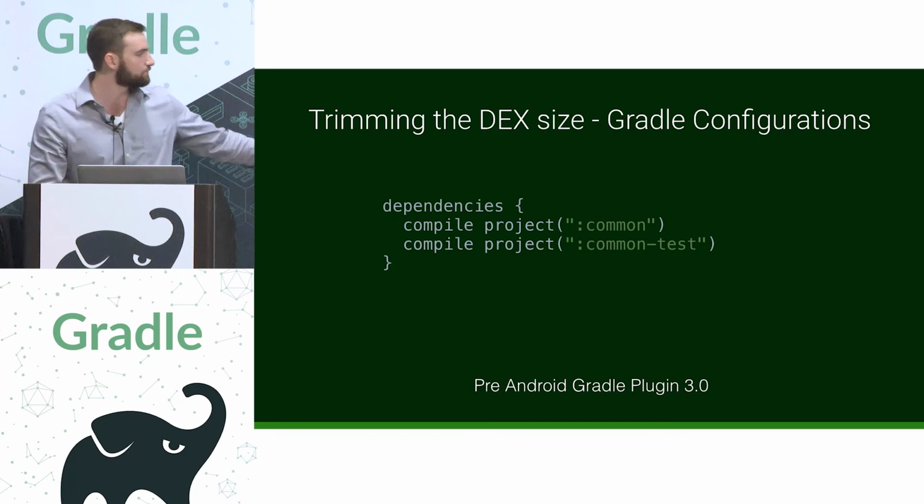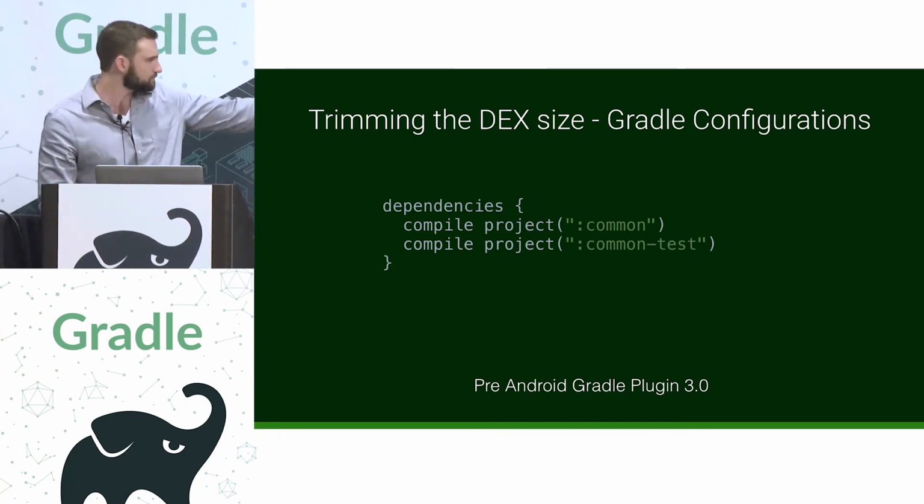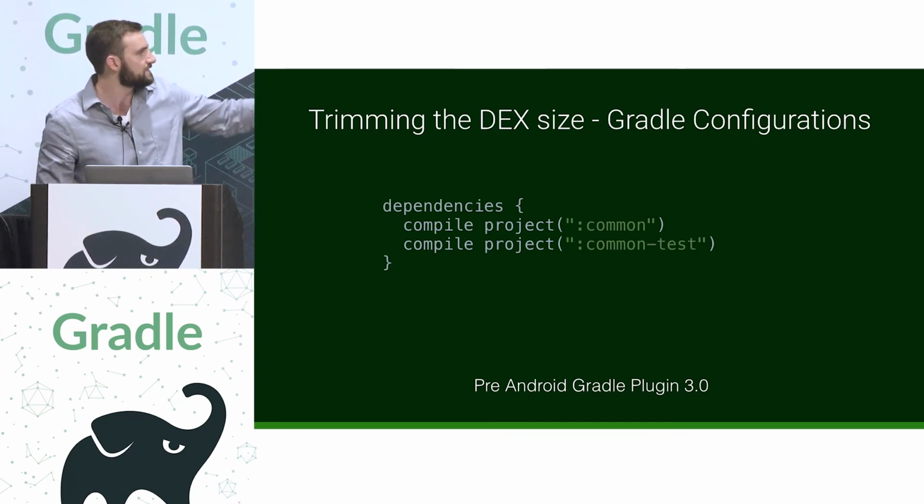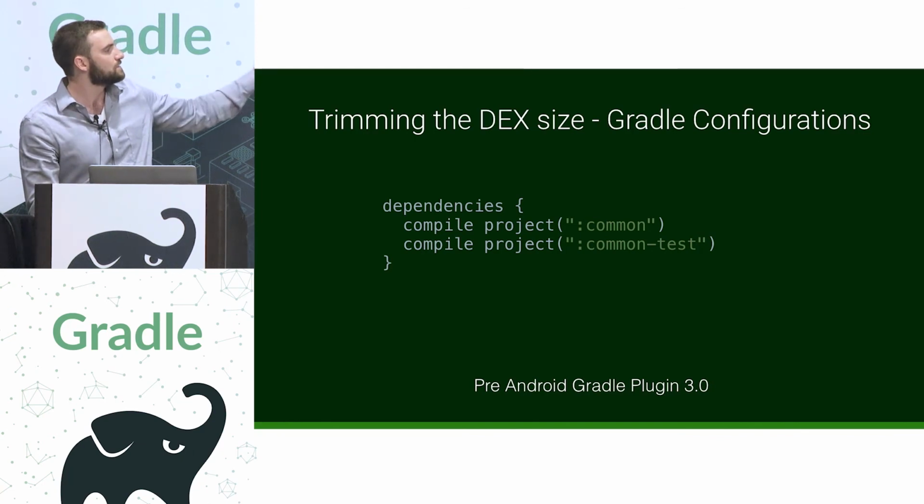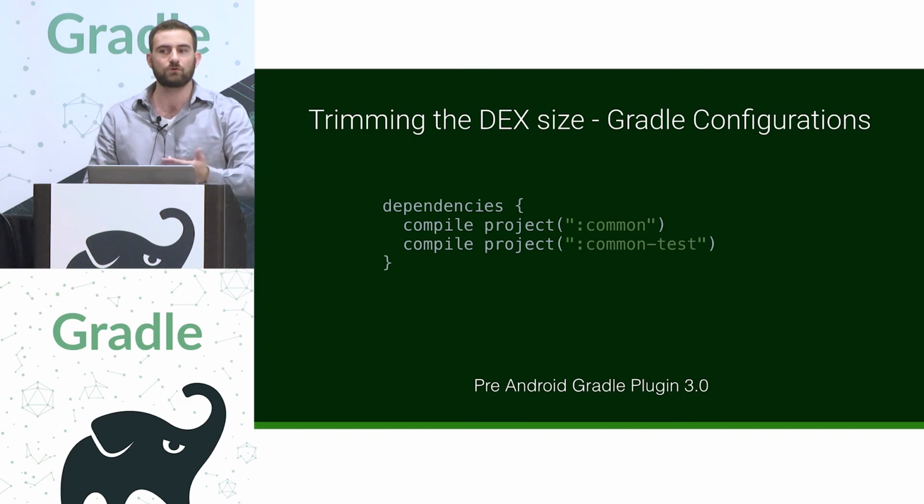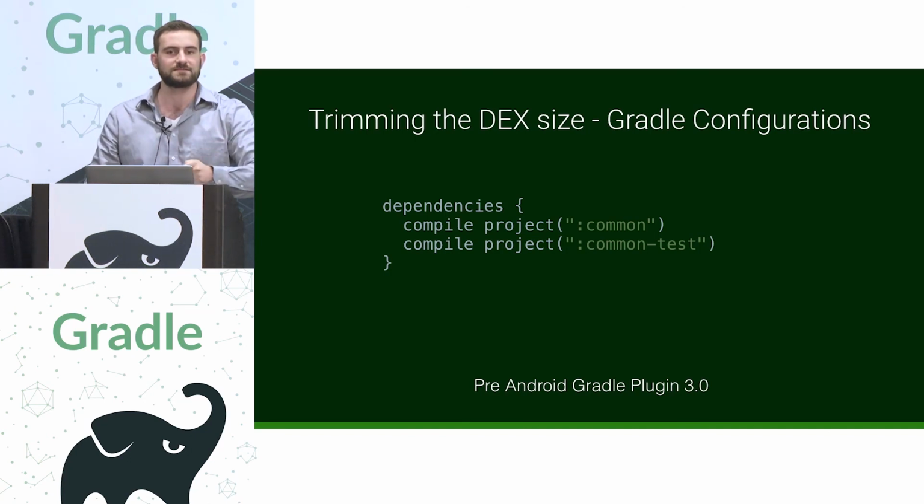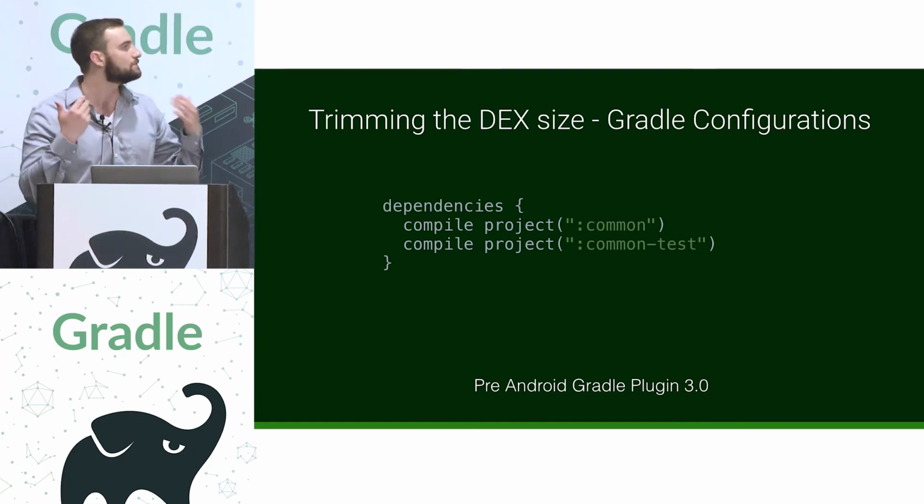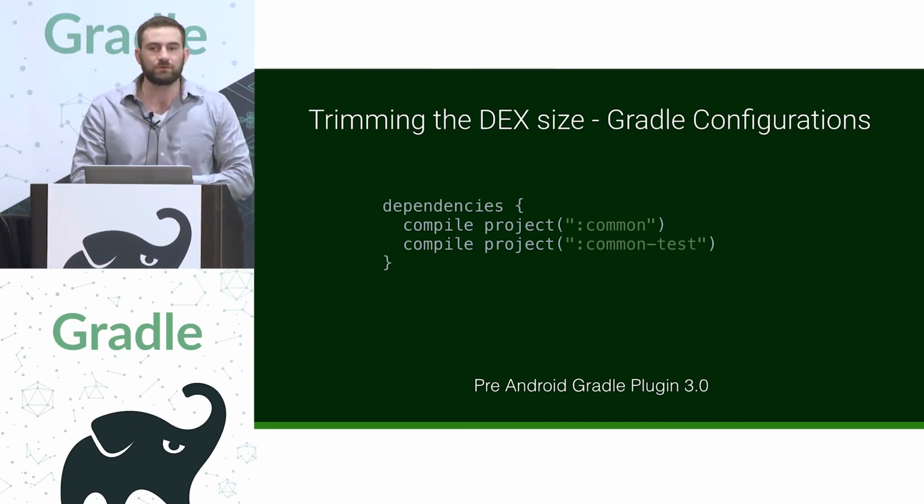So in this example, which is a pre-Android Gradle 3.0 example, you can see that we have a common test project that's actually getting compiled into our current project. So what we want to do is make sure that this never happens. And of course, some of you might say that Proguard or other tools may see that this is not being used in an actual app itself, so we'll be able to remove it. But we don't have to go that far.